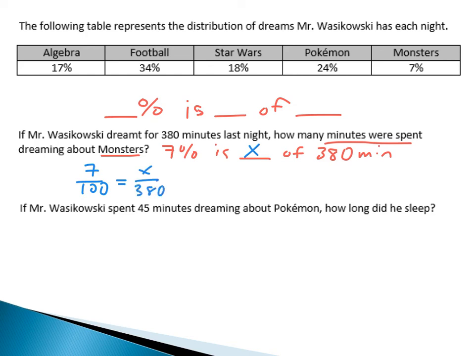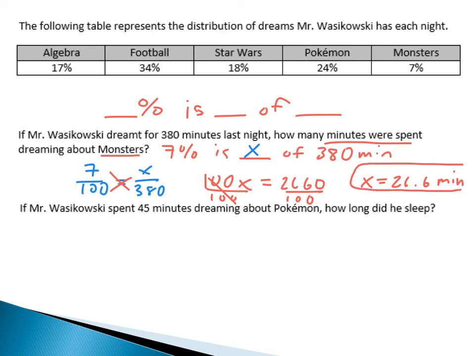Now that I have the setup, the rest is easy. I'm going to cross multiply and get 100x equals 7 times 380, which would be 2,660. Then I'm going to divide by 100 again, and I'm going to get x equals 26.6. And what does that represent? That represents minutes. So that means about 27 minutes of that night, last night, I dreamt about monsters. Gee, it was scary.